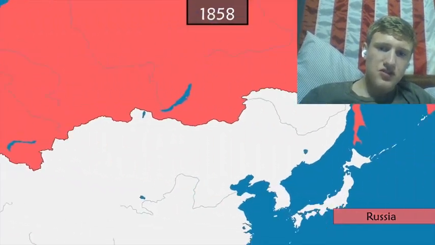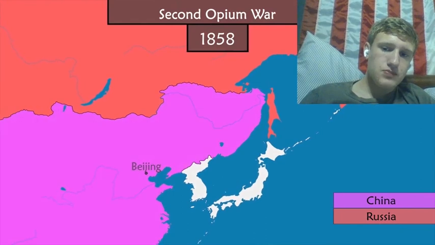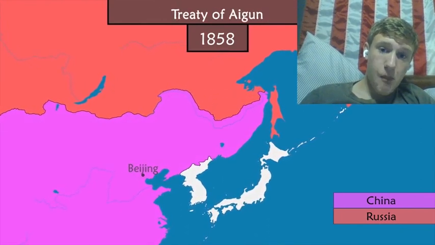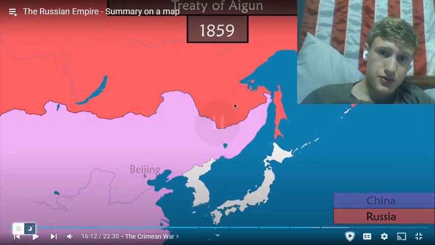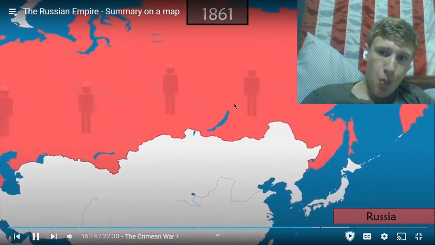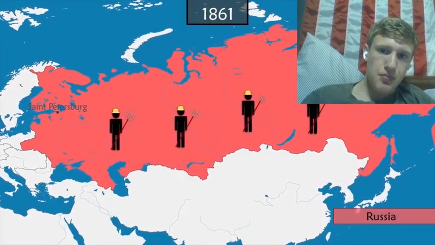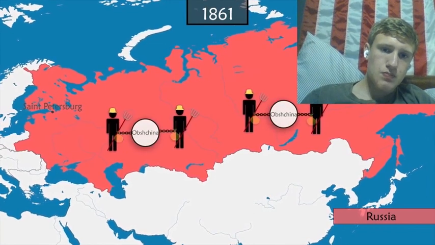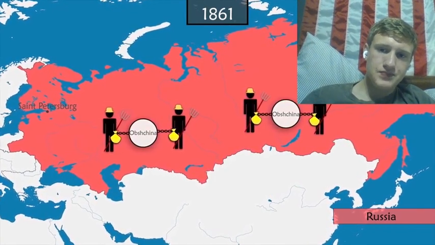In the Far East, taking advantage of China's decline, Russia pushes back the border to the Amur River. Alexander II then frees peasants from serfdom, but they are now linked to their communities and must go into debt to buy back the land they cultivate.